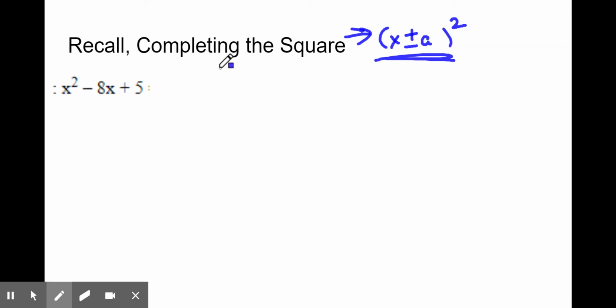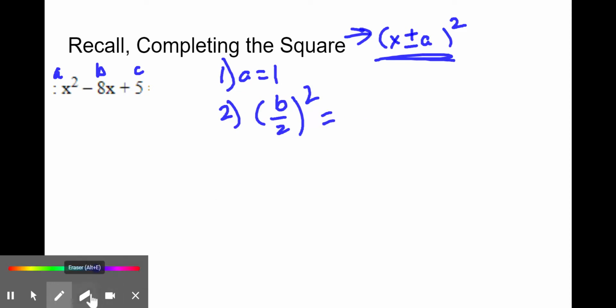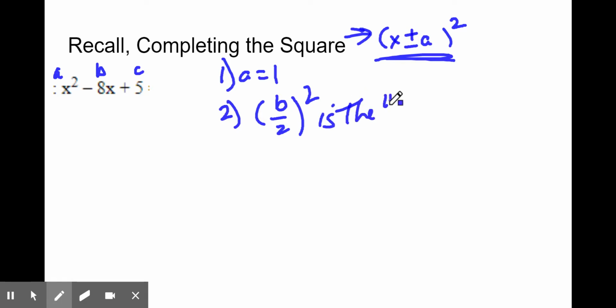Number one, a has to equal 1 to complete the square. And by a, we mean a, b, c in a quadratic, ax squared plus bx plus c. Then to complete the square, you take the b term, divide by 2, and square it. That is the number that completes the square.